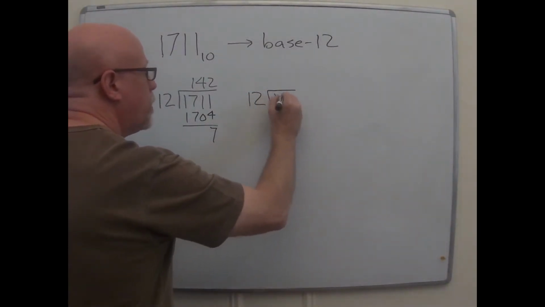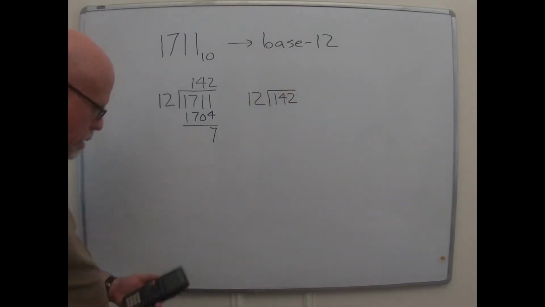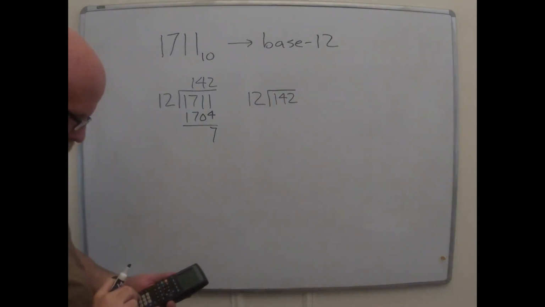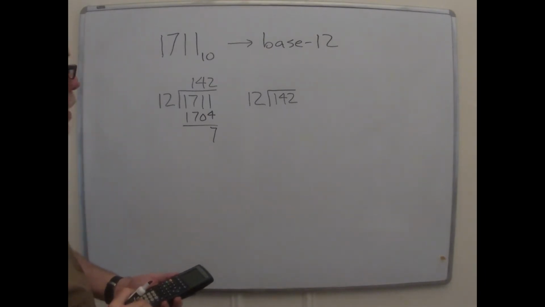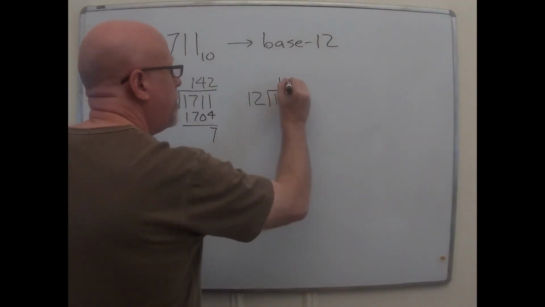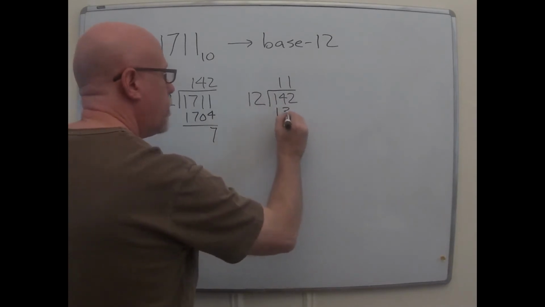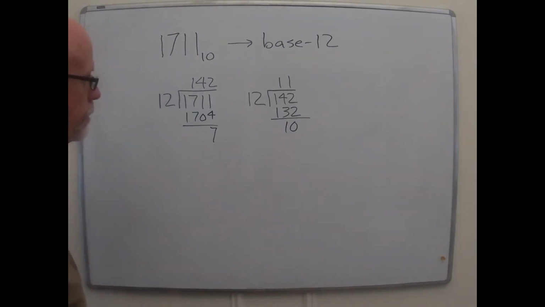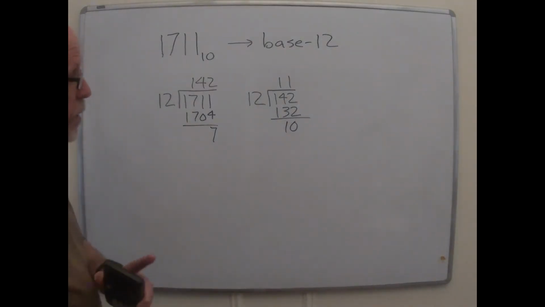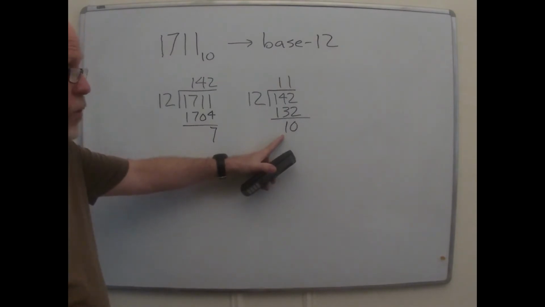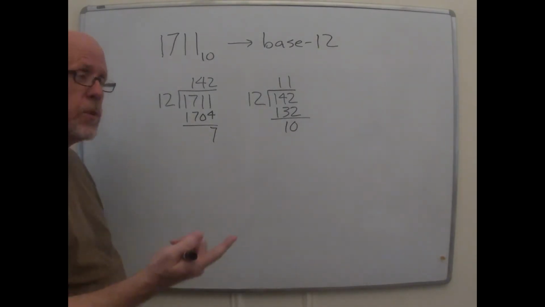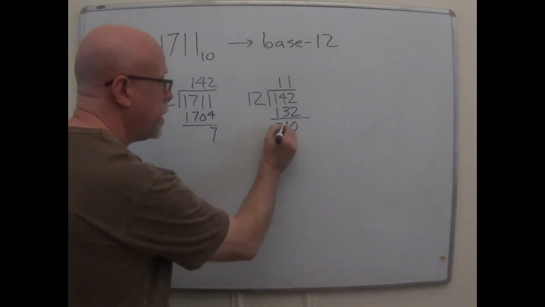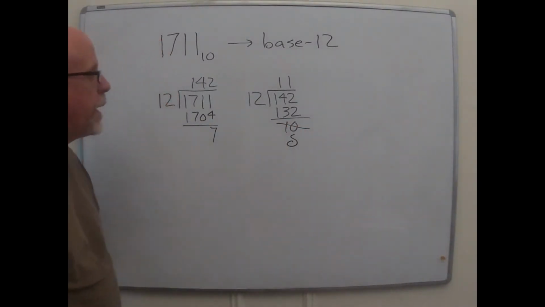So 12 into 142. I think that goes 11 times. 11 times, shoot. 11 times 12 is 132. That's right. So this goes in 11 times. Multiplying back, I get 132. And then that's a remainder of 10. Now, when I have a remainder of 10, that's when I need to use my single-digit things that represent base 10 numbers. 10 is going to be a little D thing, dec.